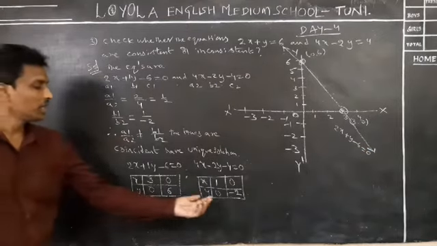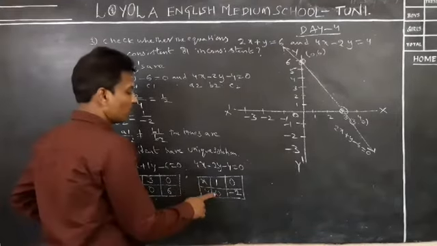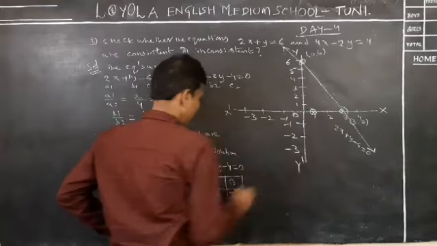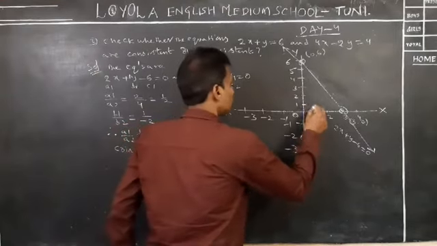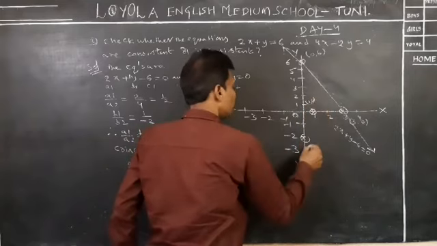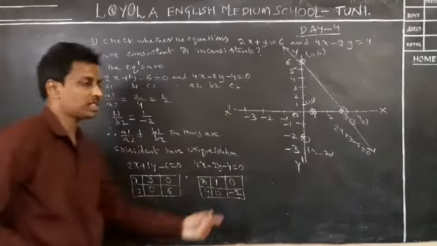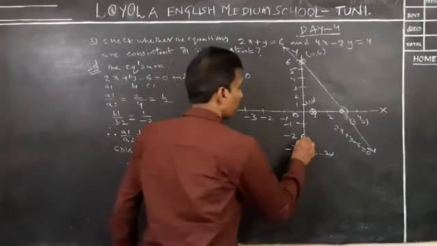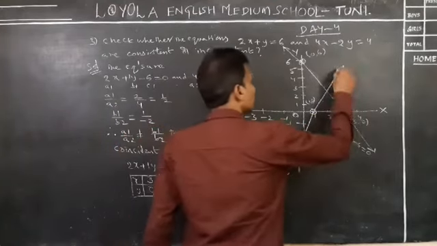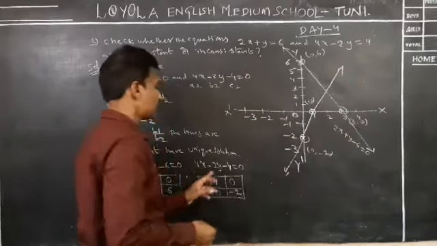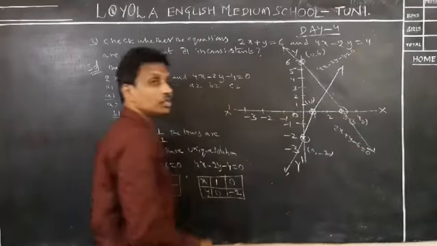In the same way, we have to substitute the values of the second table. The x value is 1 and the y value will be 0, and this value is (0, minus 2). So this point is (1, 0), and this is (0, minus 2) for the second table. Now through these two points we need to draw a line like this. The name of the second line is 4x minus 2y minus 4 equal to 0.